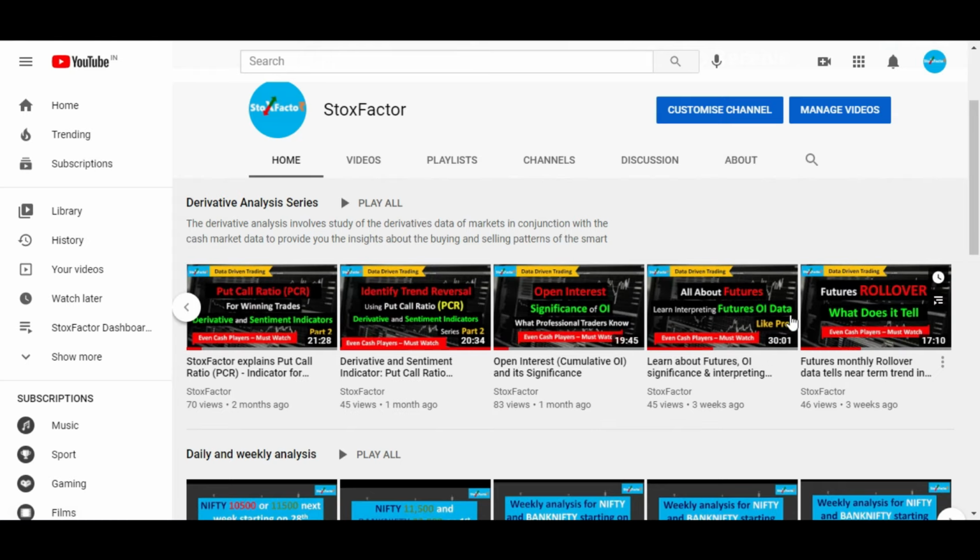Then we have covered open interest, how to analyze open interest and what is the significance of open interest, and then how to analyze the futures OI data, that is the cumulative open interest data, and how to take trades based on them. And then lastly we have covered the futures rollover statistics, how to analyze rollover statistics and how to take effective trading decisions using the rollover statistics if you are doing positional trading, so that you can understand in detail how to do the derivative analysis and how to take effective trading decisions using derivative analysis.